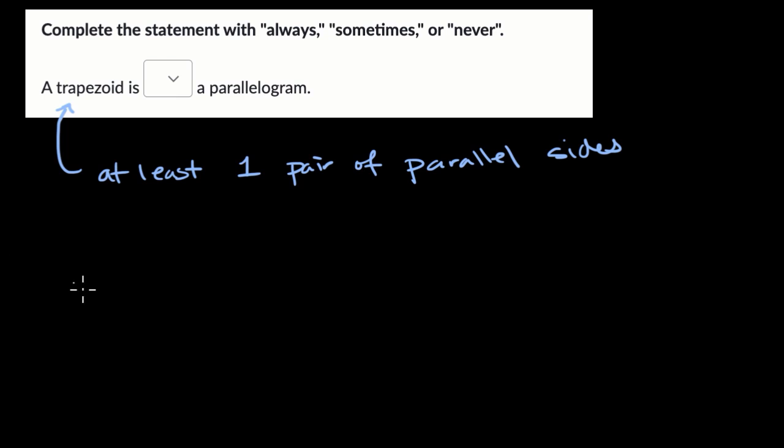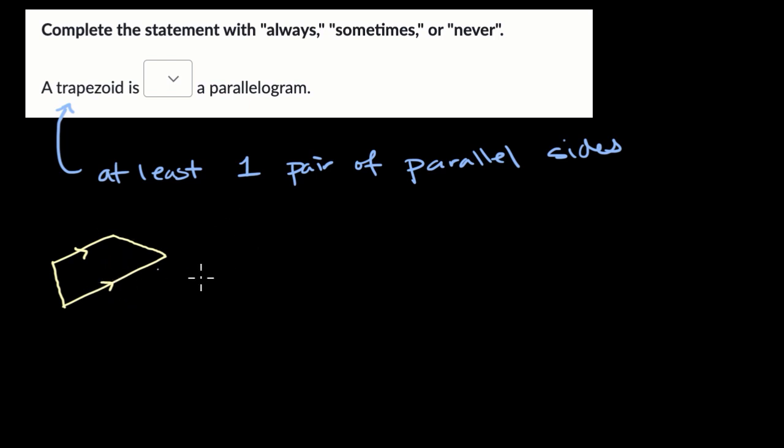Well, you could have a trapezoid that looks like this. So let's say that side is parallel to that side. So that's one pair of parallel sides. And a lot of people, when they think about a trapezoid, they oftentimes think about something like this that has only one pair of parallel sides. If we made that the definition, that would be the exclusive definition. But we're saying at least one pair of parallel sides.